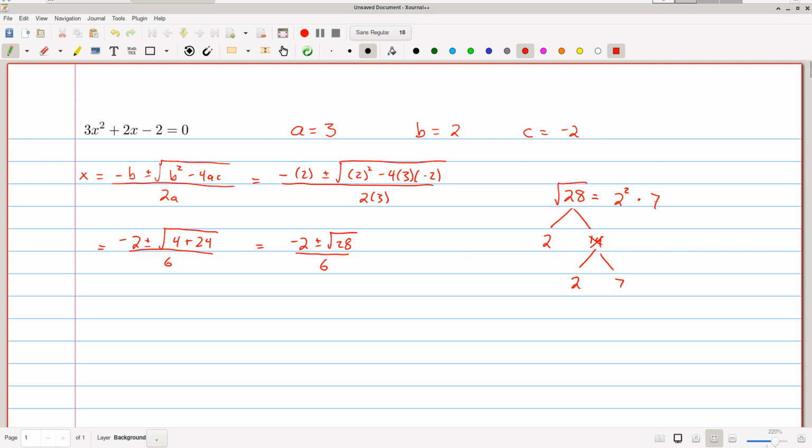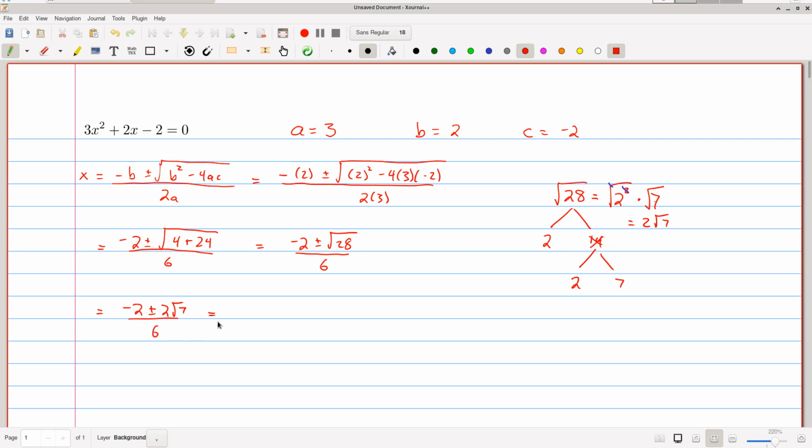So if we're taking a square root, I see for this 2, we're going to use the property that the square and the square root cancel. So we're left with 2 radical 7. Let's apply that into the formula we've got so far. So this is negative 2 plus or minus 2 radical 7 all over 6.